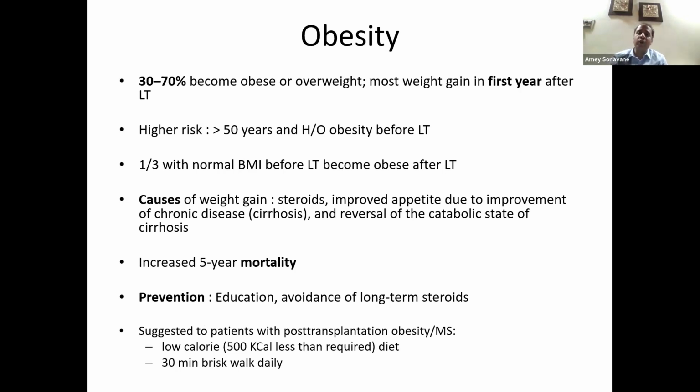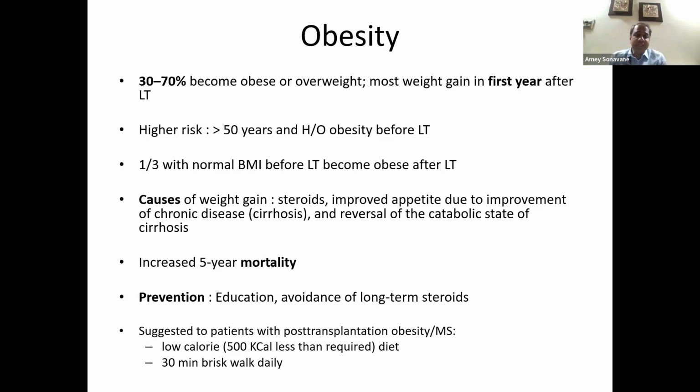One third of patients who have a normal BMI pre-transplant may become obese post-transplant, and the causes of this are many. First is the steroids that we use post-transplant. This helps the patient to gain weight. The catabolic state is reversed because we have transplanted these patients, and there is improved appetite because the chronic disease is gone now, and these patients feel more hungry post-transplant. But we all have seen that all these patients who eventually become obese have an increased 5 and 10-year mortality.